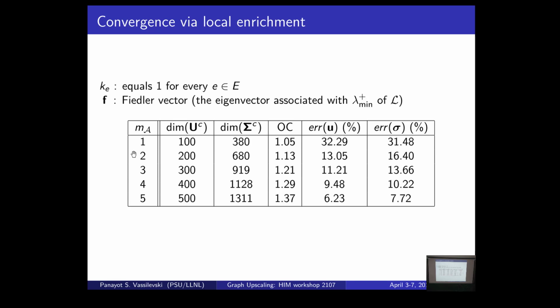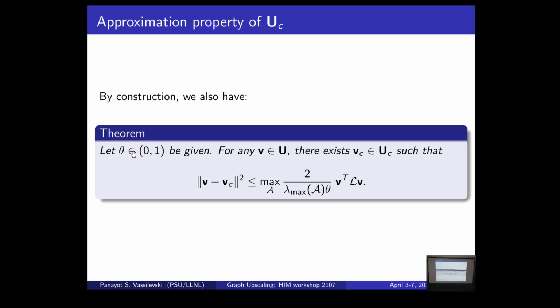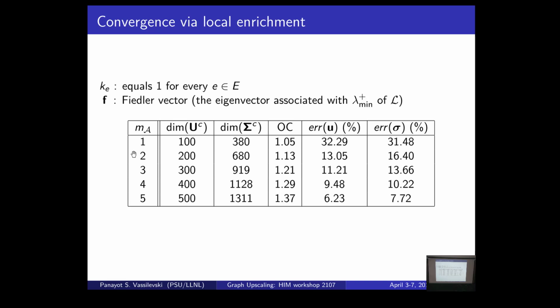So the error. The error for the vertex degrees of freedom is in L2. So the relative error is, you see the percentage, 6% with that many degrees of freedom. And for the edge degrees of freedom, this is the percentage that we get of the error. Okay, so I think it's very good with that number of degrees of freedom and with this memory requirement.